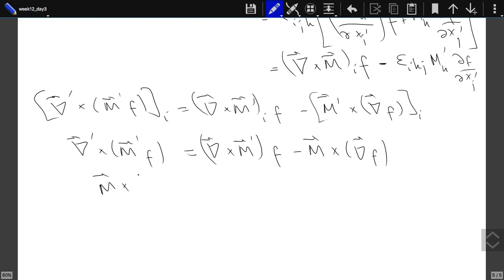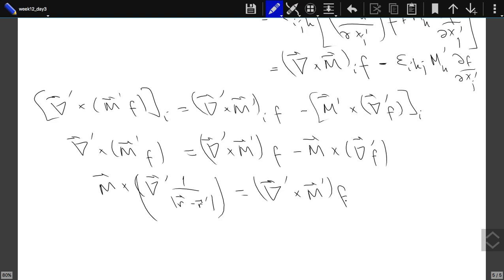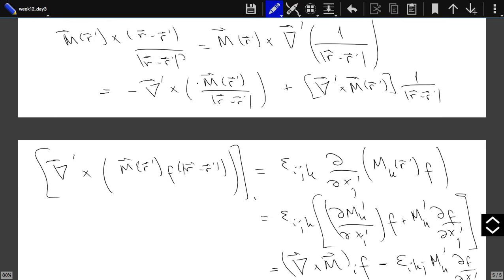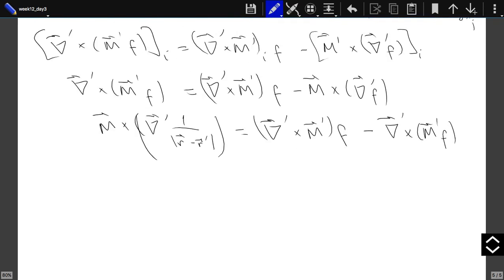Now, in the above, I have m cross the gradient of 1 over r minus r prime. Now, these are with respect to the primed coordinates. This is equal to the curl of m prime multiplied with f minus the curl of m prime times f. So it's plus. Now I will just substitute this into my integral expression.